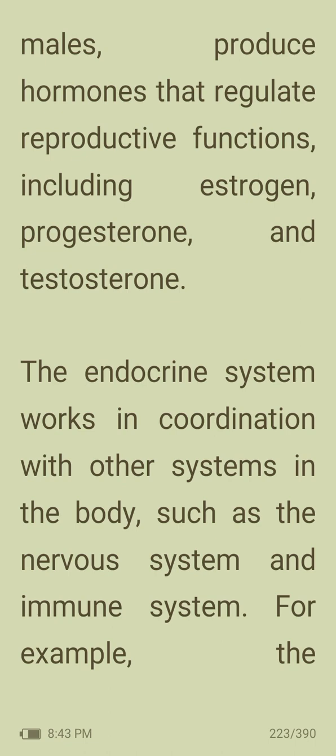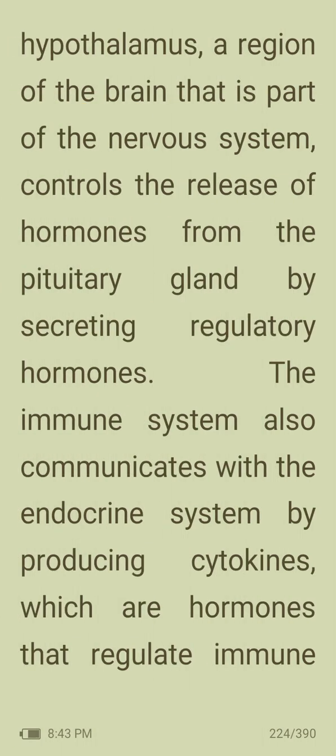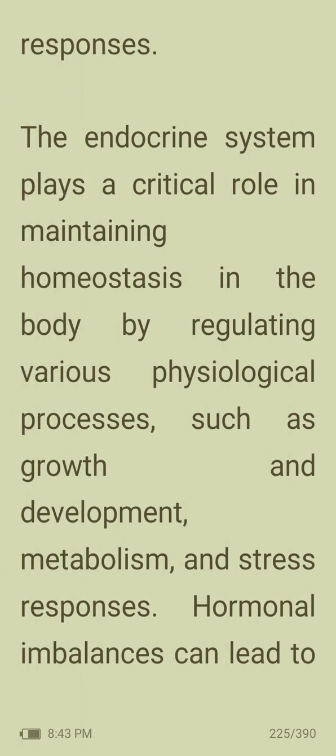The endocrine system works in coordination with other systems in the body, such as the nervous system and immune system. For example, the hypothalamus, a region in the brain that is a part of the nervous system, controls the release of hormones from the pituitary gland to secrete regulatory hormones. The immune system also communicates with the endocrine system by producing cytokines, which are hormones that regulate immune response.